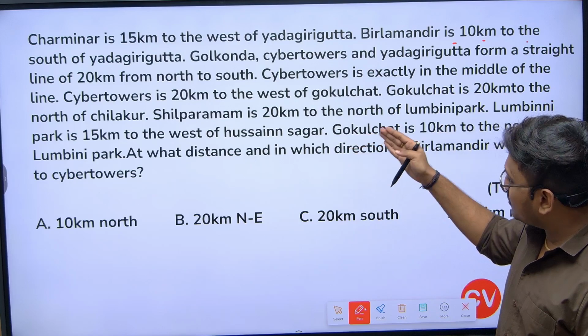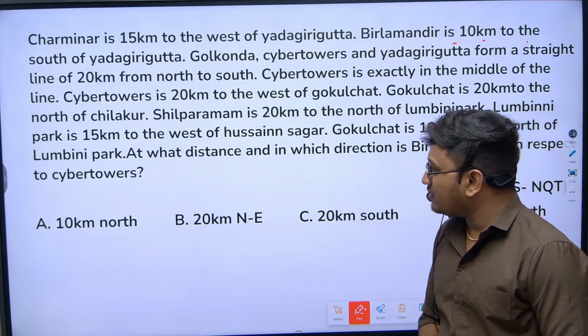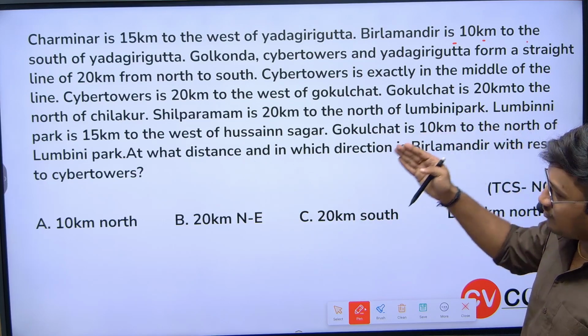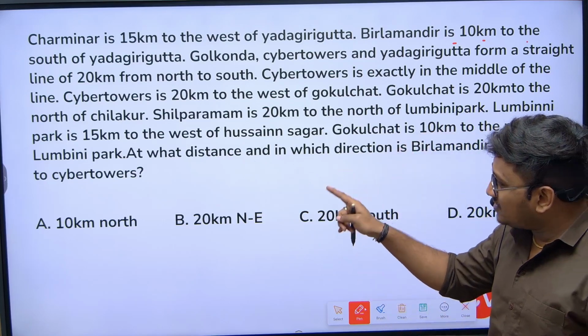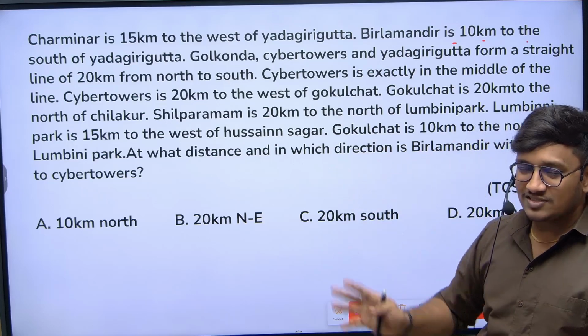Shilparamam is 20 kilometers to the north of Lumbini Park. And Lumbini Park is 15 kilometers to the west of Hussain Sagar. Gokul Chat is 10 kilometers to the north of Lumbini Park. At what distance and in which direction is Birla Mandir with respect to Cyber Towers?